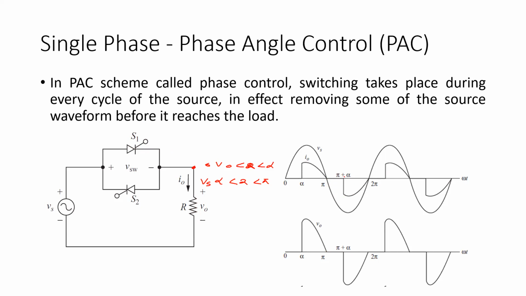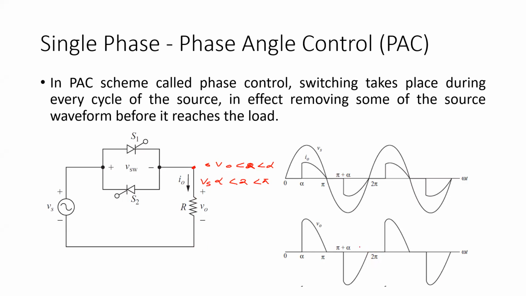So we give the gate signal for S2 at pi plus alpha. For this thyristor, we trigger it at pi plus alpha. When pi plus alpha is coming, the negative voltage is continuing. The load will see that negative half cycle from the pi plus alpha angle. Up to 2 pi it will continue.